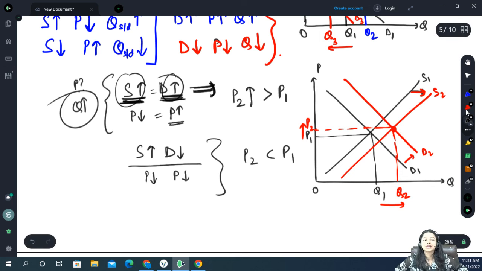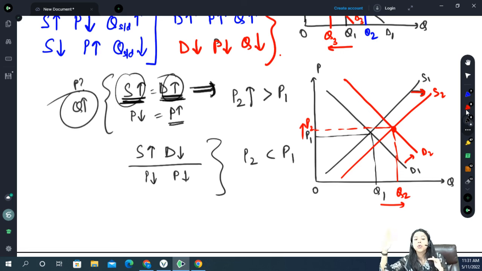So a question in the exam will be like: supply is increasing and demand is also increasing, what will be the effect on the new equilibrium price and quantity? And the options will be: price is indeterminate, quantity increases; price is indeterminate, quantity decreases; price increases, quantity increases; price decreases, quantity increases. Something like that. So your final answer will be price is indeterminate, but quantity increases, because that is certain.